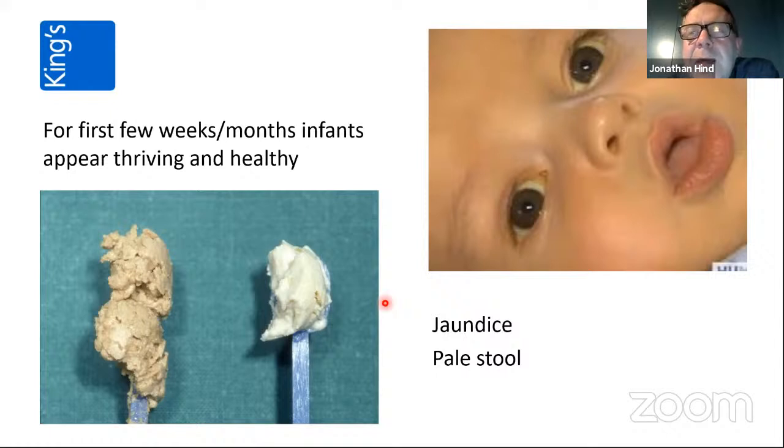So again, in the UK, babies are seen by health visitors in the community in the first few weeks of life. Sometimes the mothers report jaundice. The health visitor doesn't look at the stool, and the biliary atresia can be missed just for the want of looking in the nappy.